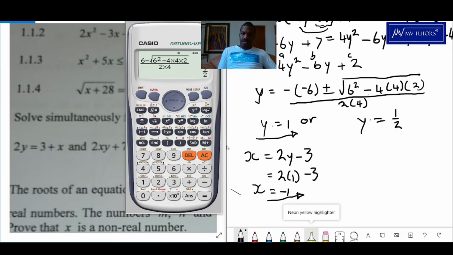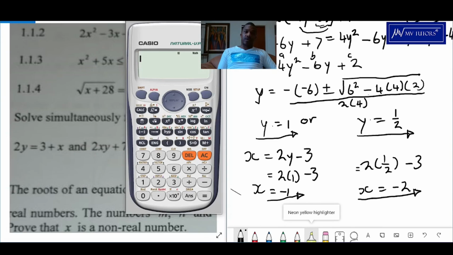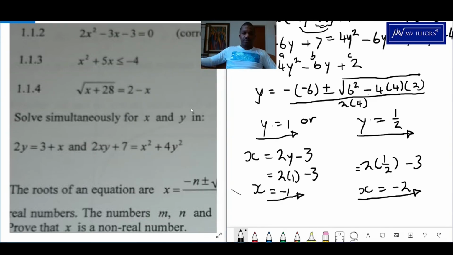Let's do the same this side. x then will be equal to 2 times a half minus 3. 2 times a half is like saying 2 times a half is a 1, so it's 1 minus 3, which is minus 2. So x is minus 2 if y is a half. Wow, this was quite a mouthful of a question, but we soldiered on and we got our answers.